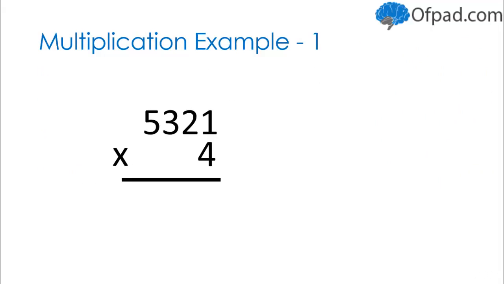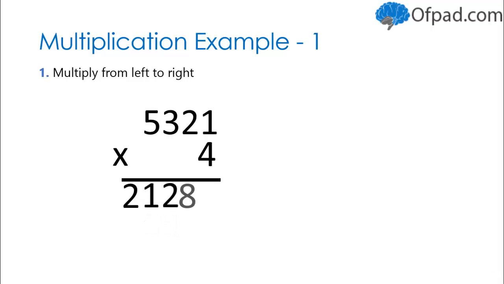Let us try an example. Multiply 5321 by 4. Multiply from left to right. So 5 into 4 gives 20, 3 into 4 gives 12, 2 into 4 gives 8, 1 into 4 gives 4. And you have the final answer 21,284.